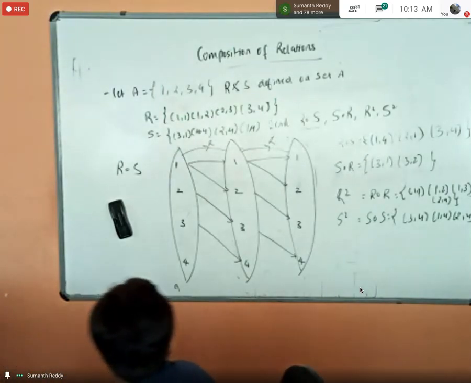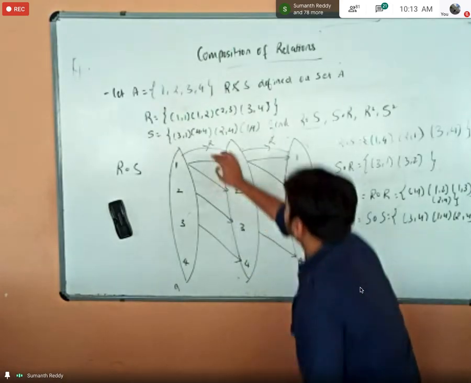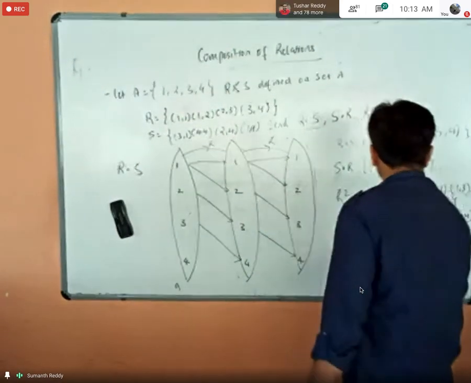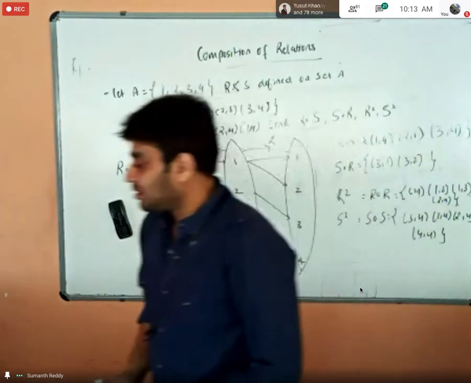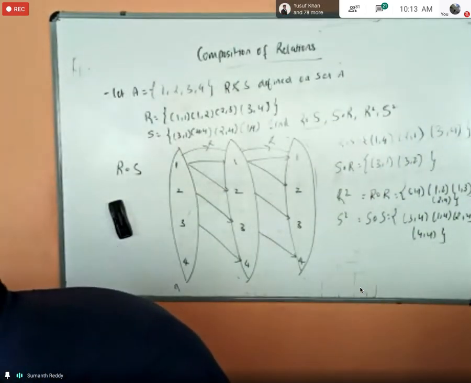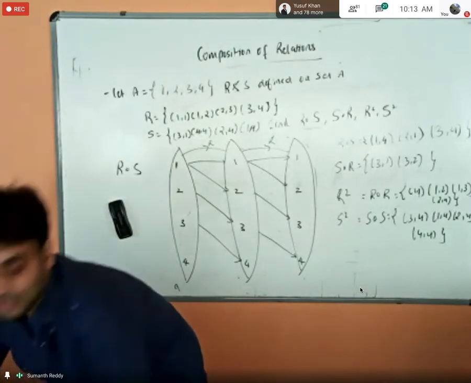(4, 4). Okay. Yeah, it's correct. 4 leads to 4 and 4 further leads to 4. Yes, (4, 4) is also correct. Fine. Okay, so most of you have done it correctly. I think you got the idea, students.